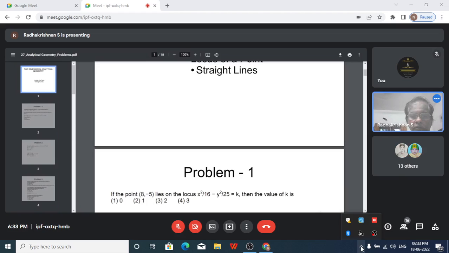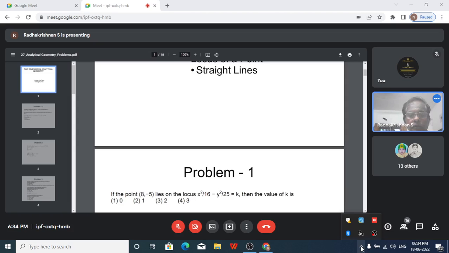Answer is 3. Right. Shweta Sri, tell us how you solved it, just to explain the logic for solving the problem. Sir, I took 8 as x and -5 as y. So 8 squared, 64 by 16, minus 5 squared, 25 by 25. I cancelled 64 and 16, and similarly cancelled 25 by 25. The answer is 4 in one and -1 in the other. 4 minus 1 is equal to 3.